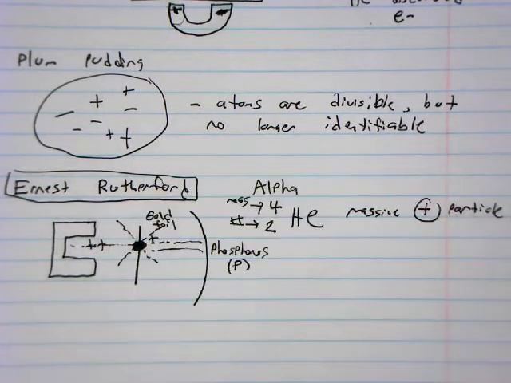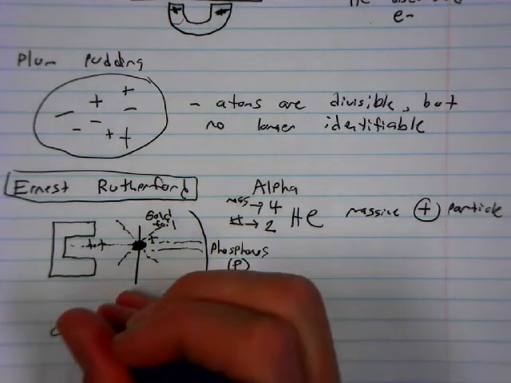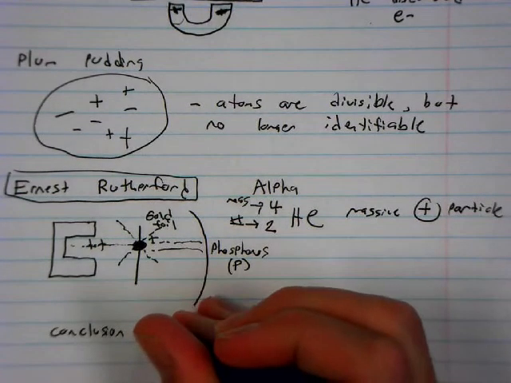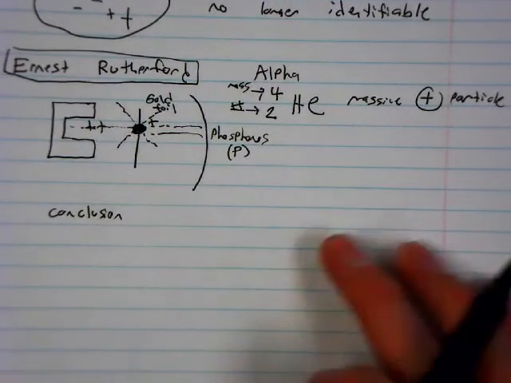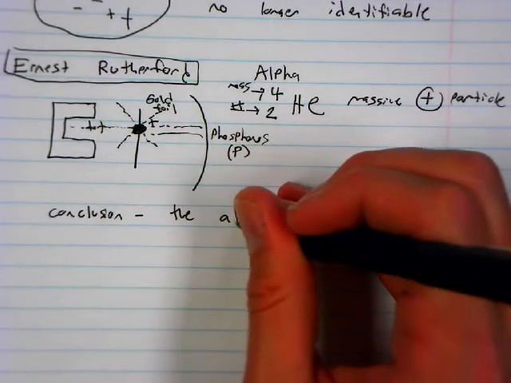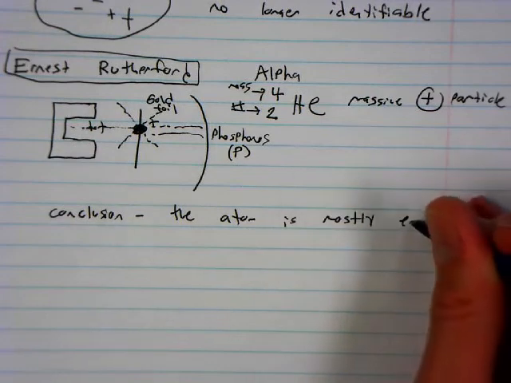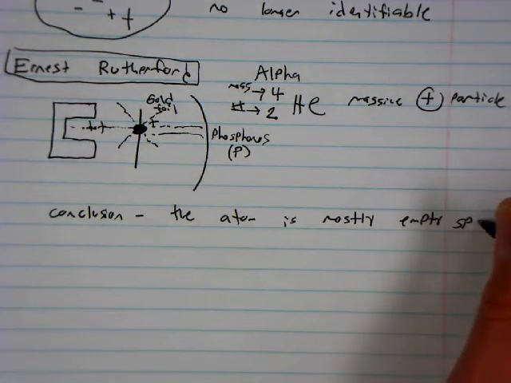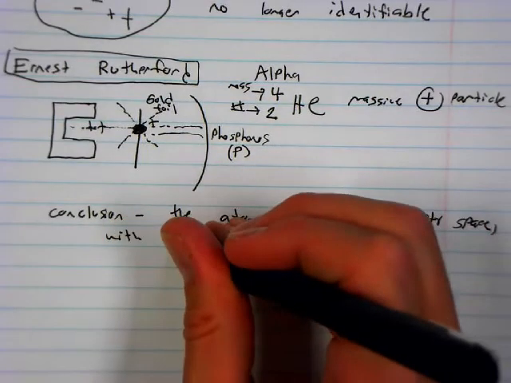And what he discovered is that there was some massive positive place in the atom that these particles were reflecting off of, because we know that like charges repel. His conclusion was, because a lot of them did go straight through, and what he wasn't expecting was for some to come back and bounce off, his conclusion was the atom is mostly empty space.